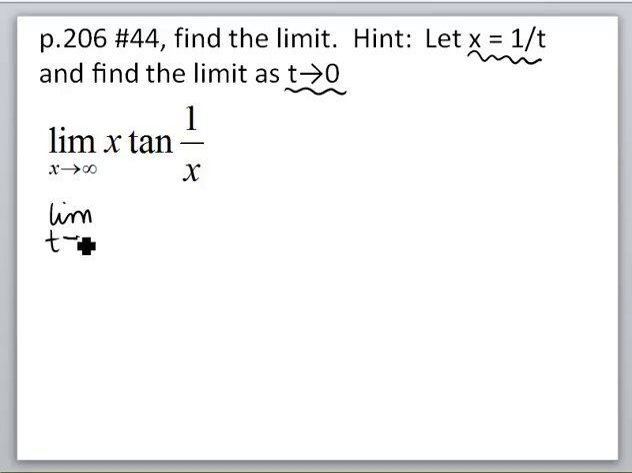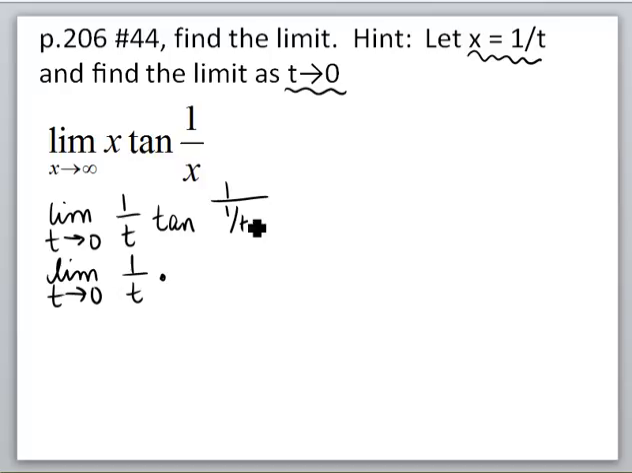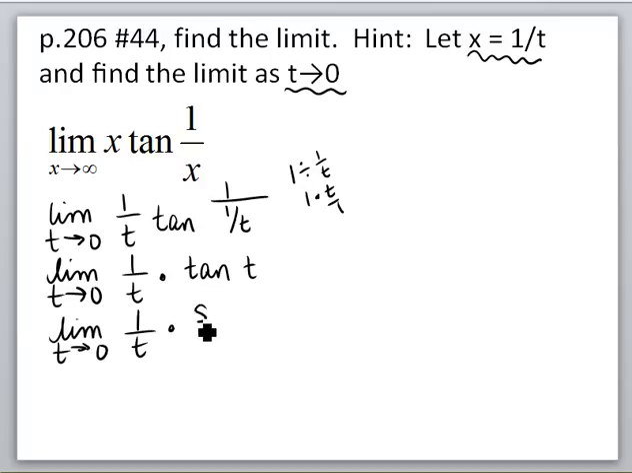The limit as t approaches 0, and our x is 1 over t. And then we have tangent of 1 over t. What this ends up giving me is 1 over t times... this 1 divided by 1 over t is actually 1 times t over 1. So this would be the tangent of t. I don't know a whole lot about tangents, so I'm going to change it into sine and cosine. Sine of t over cosine of t.